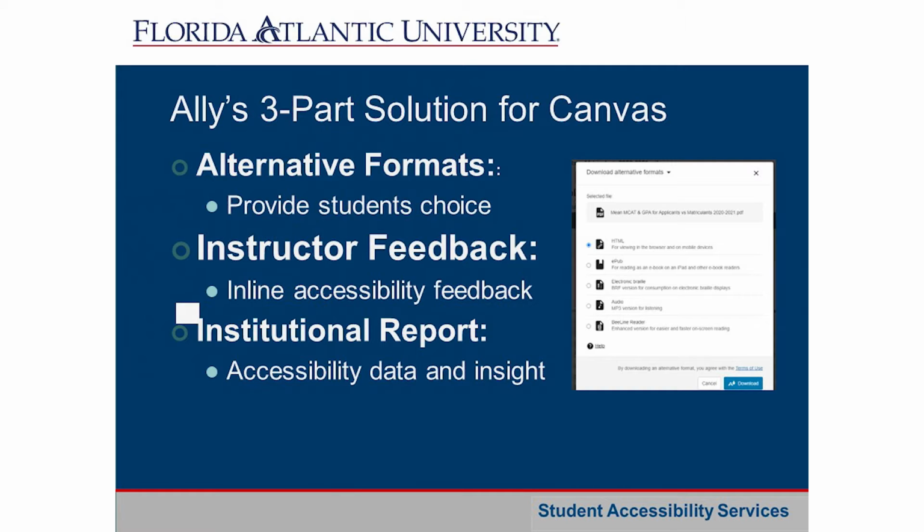As I stated, Ally has a three-part solution for Canvas. There are the alternative formats, where the students get to choose what format of the material they're going to download. This does not change the content of the document. It just makes the particular document accessible for them. It also provides instructor feedback. This is really good because you can go in and find out what documents are not accessible, and it also gives you instructions on how to make them accessible. So it's really user friendly.